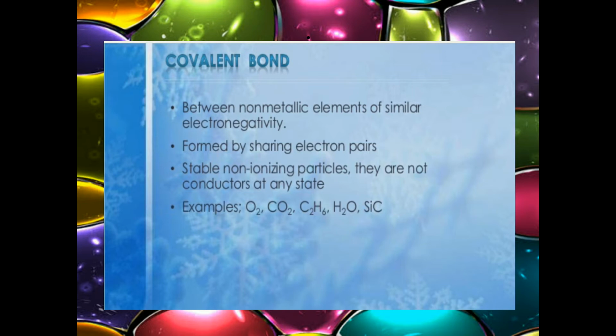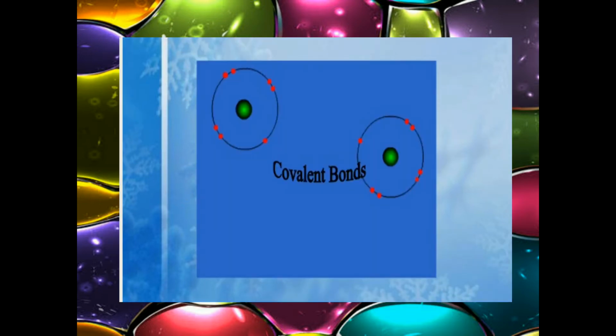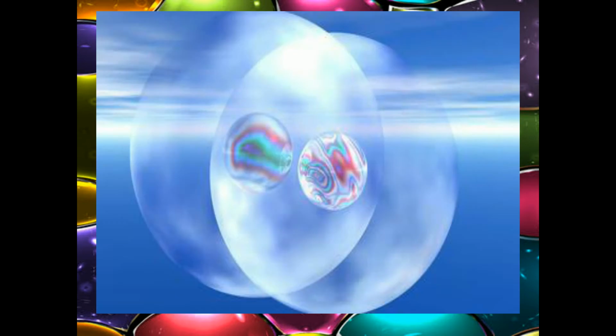In an ionic bond, the bond is formed between metals and non-metals. But in a covalent bond, only non-metals are involved. Okay, then there will be sharing of electrons. Examples: O2, CO2, C2H6, H2O, and SiC. Okay, this is the covalent bond formation.